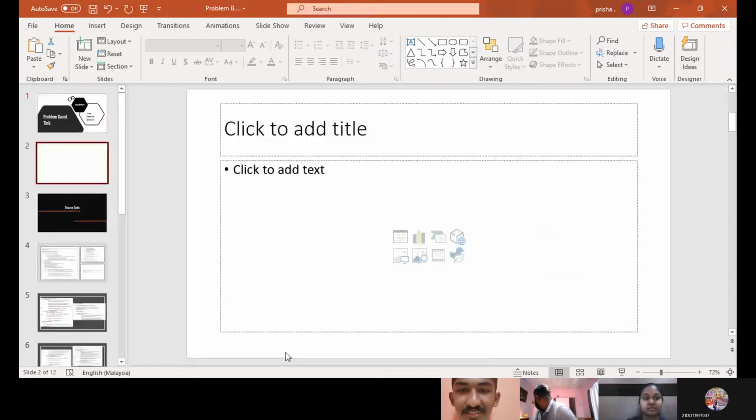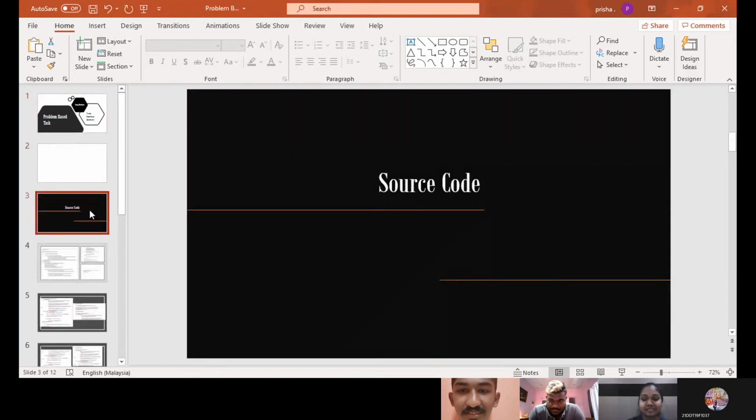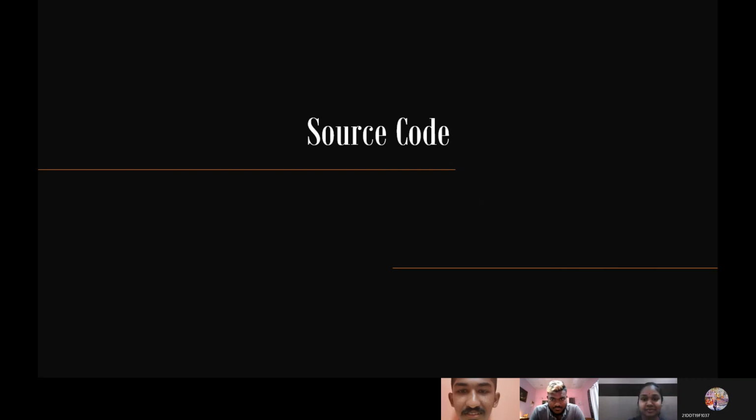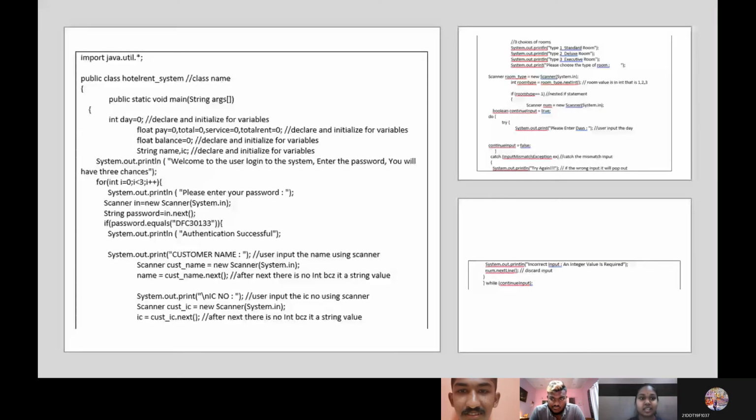So for the source code, the class is Hotel Rent System, public static void main. Int day equals 0 to declare and initialize the variables. So there are float pay, service, and total rent. Then the SOP is welcome to the user login system.